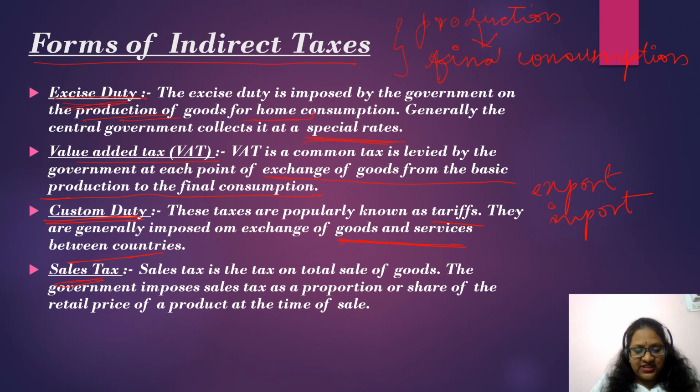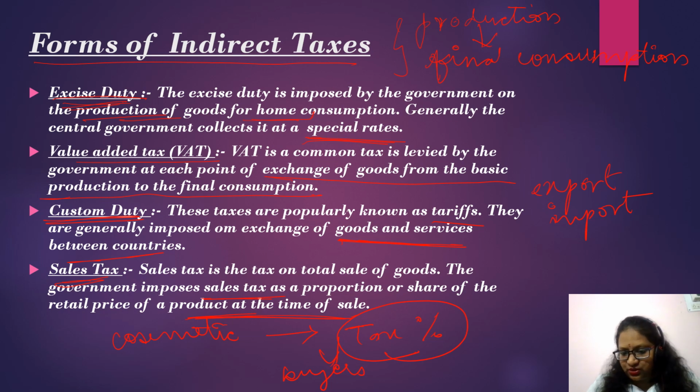Now next comes the sales tax. Sales tax is the tax on total sale of goods. The government imposes sales tax on the proportion or share of the retail price of the product at the time of sale. For this I can give you an example of cosmetics. Where we buy the cosmetics, you can see the amount of tax percentage present on it. This tax percentage is paid by the person who is buying it. The buyer usually pays this tax. We don't even notice it. It is included with the MRP there, so we don't notice such kinds of taxes, but yes, it is paid at the time of sale.